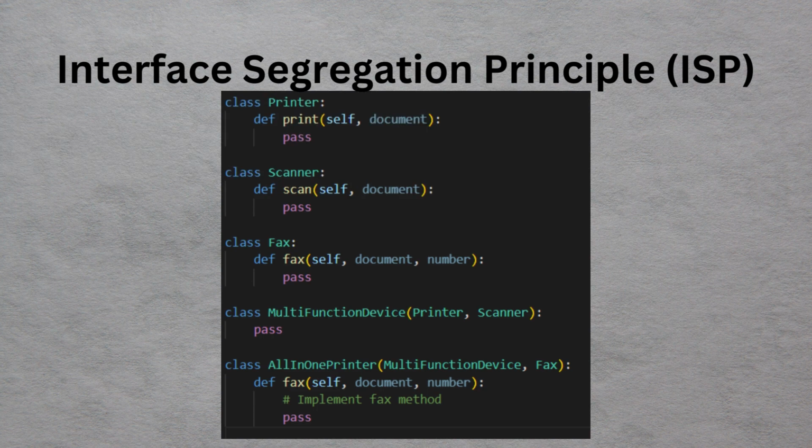To adhere to the ISP, we can refactor the class hierarchy to use smaller, more focused interfaces. In this refactored code, we've separated the printer, scanner, and fax classes into their own interfaces. We've also defined a new multifunction device interface that combines the printer and scanner interfaces. Finally, we've implemented the all-in-one printer class as a subclass of multifunction device and fax, and implemented only the fax method. With this new class hierarchy, we can now create more specialized interfaces that only contain the methods that a class needs. This reduces the risk of introducing unnecessary complexity and errors into our code.